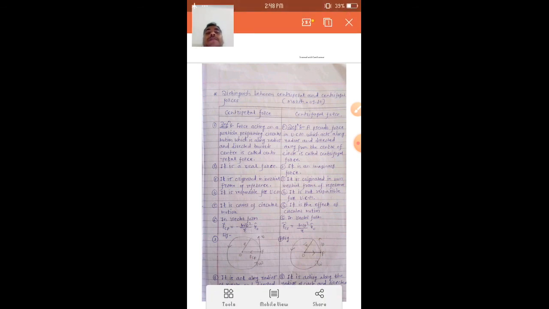In this way, we can distinguish between centripetal and centrifugal force. Today, we discussed a new topic, dynamics of a circular motion. In dynamics of a circular motion, we discussed two forces, centripetal force and centrifugal force, their definitions, units and examples.